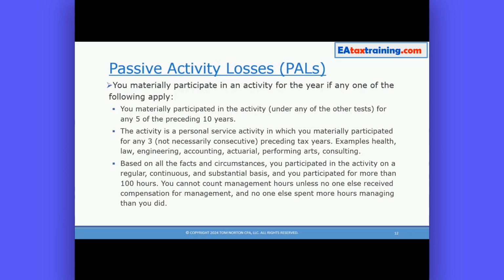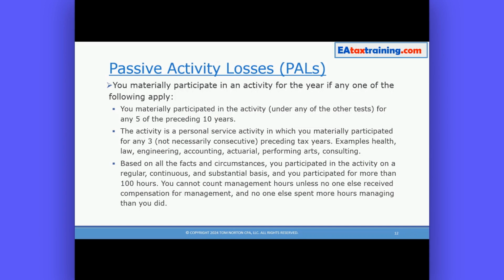Well, as long as you did materially participate in at least 3 years in the past, then this will still be considered a material participation activity for you. And then the last one is the facts and circumstances test. This is the one, as you can see, that's based on all the facts and circumstances. You participated in the activity on a regular, continuous, and substantial basis, and you participated for more than 100 hours.